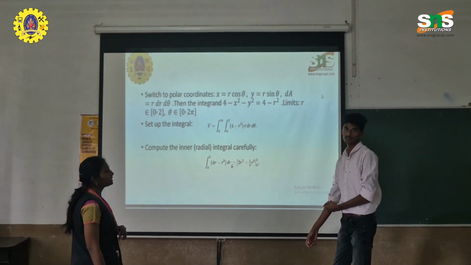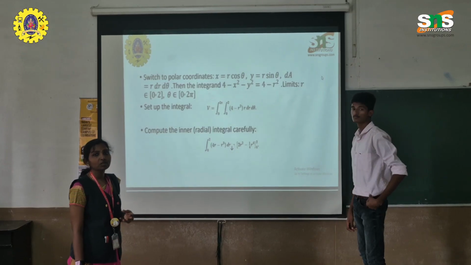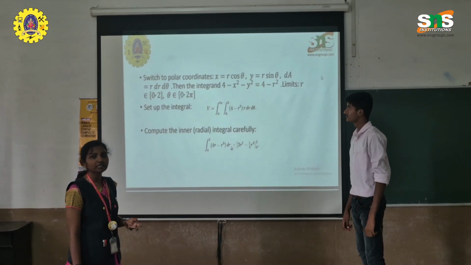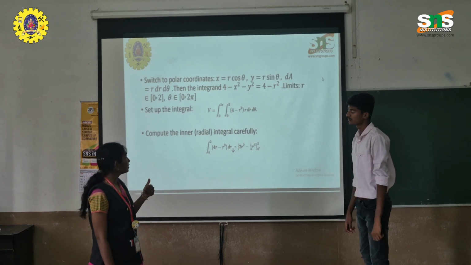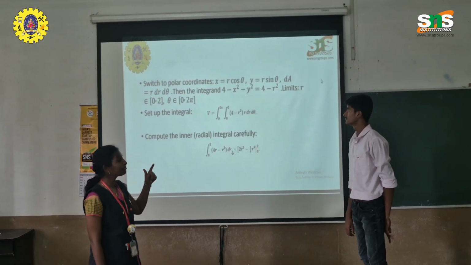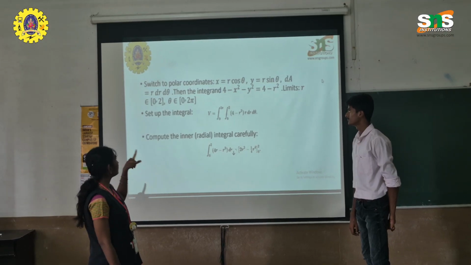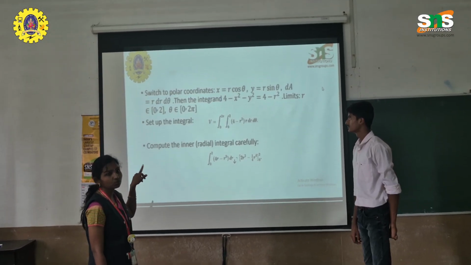So what we have done here is we have used polar coordinates to expand this integral because we do not know a formula or theoretical expansion for the volume of this integral directly. But here we can use polar coordinates where x is equal to r cos theta and y is equal to r sin theta, and dA is replaced by r dr d theta, where r's limit will be 0 to 2 and theta's limit will be 0 to 2 pi.